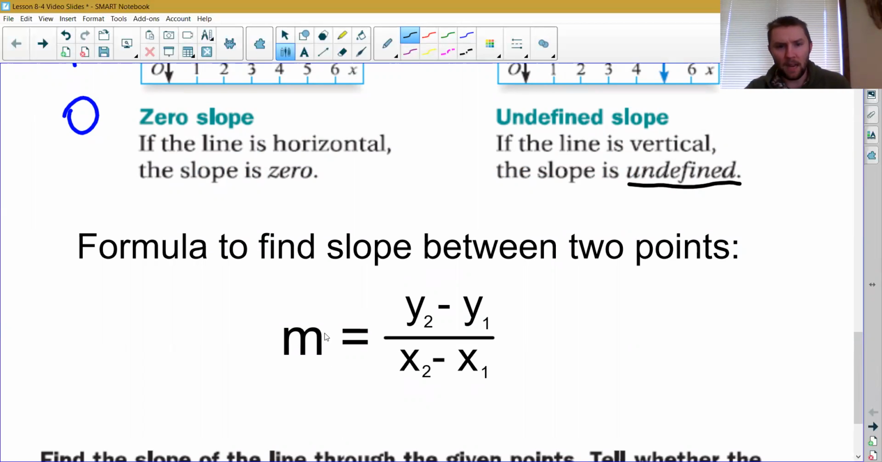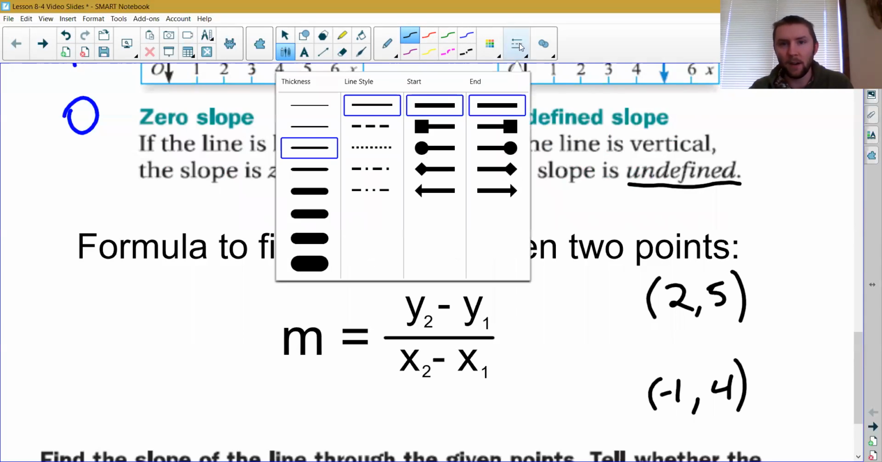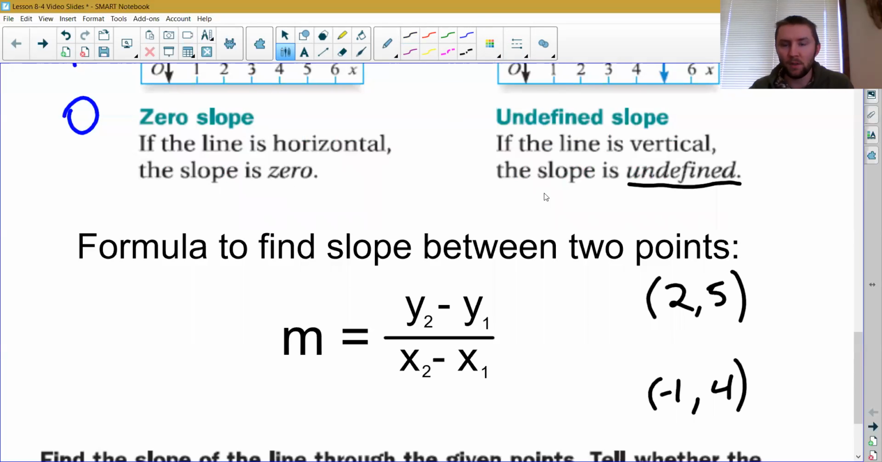It says m equals y2 minus y1 over x2 minus x1. What I mean by y2 and y1 and x2 and x1 is really just the x and y coordinates of the points that you're trying to find the slope between. So for example, I might be asked to find the slope between the points (2, 5) and (-1, 4). If I'm asked to find the slope between these 2 points, I just need to identify their x and y coordinates and then put those into my formula, okay?